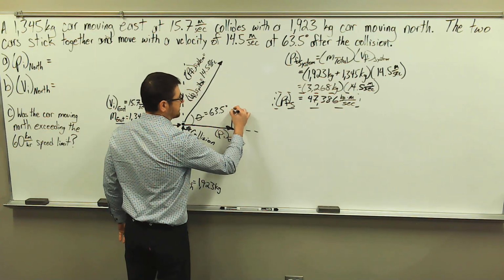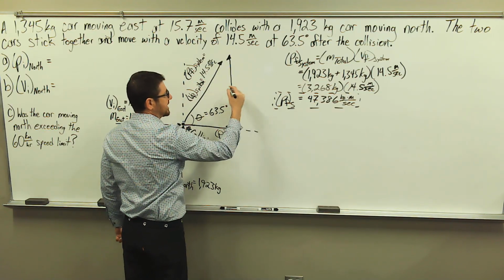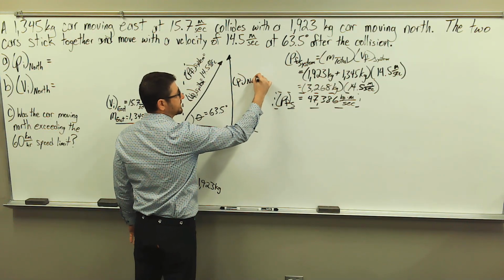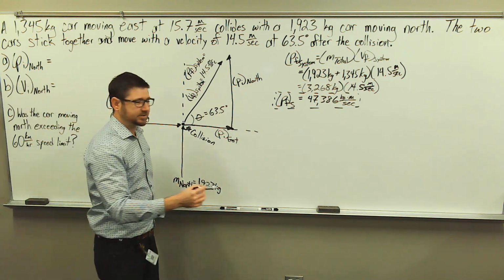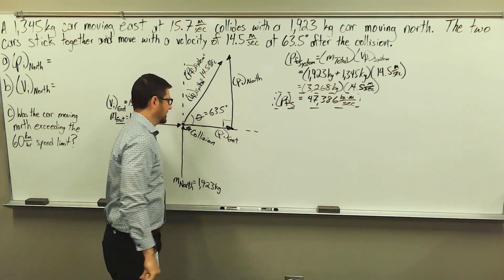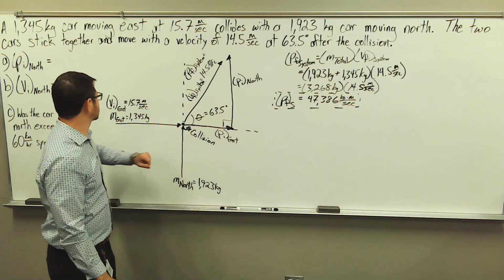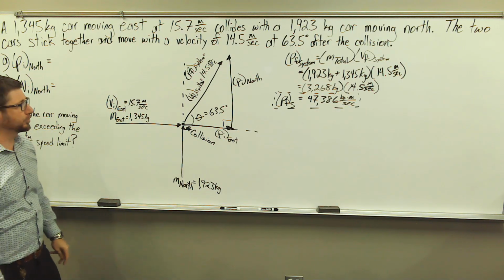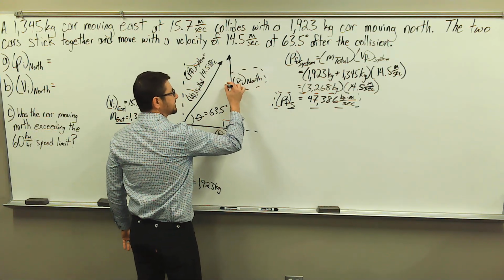So we have the tail, and then right up here we're going to have the head. This is going to be the initial momentum for the car moving north. Okay? All right, so we have a right triangle here, and we have an angle of 63.5 degrees here. So to calculate the initial momentum for the car moving north, we need to calculate this value.